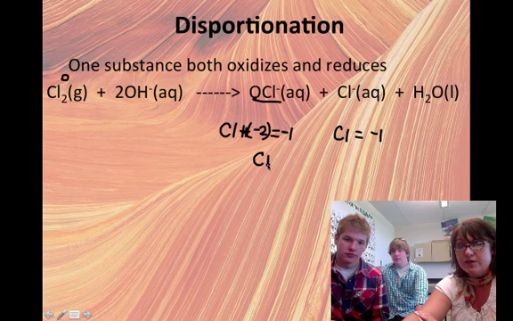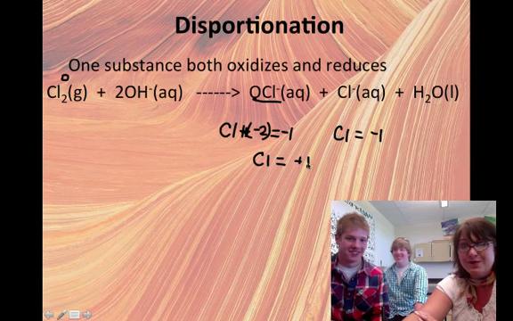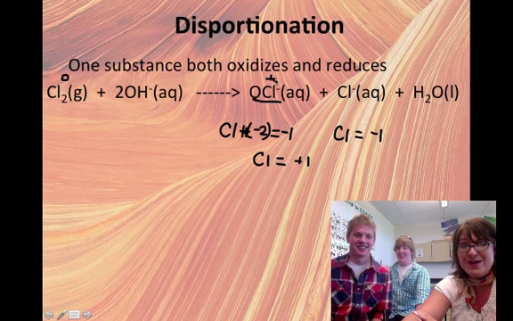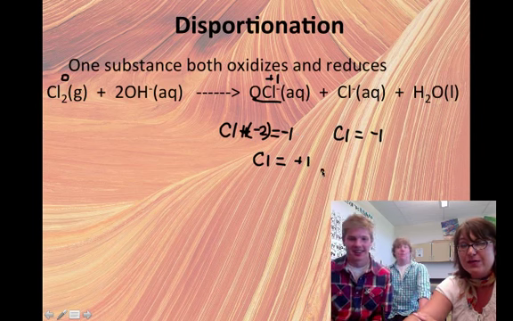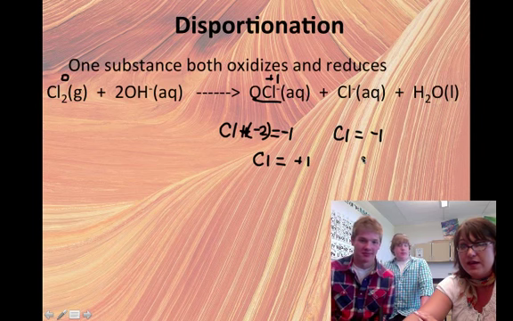So use a little algebra here. What's the charge of the chlorine here? Let's add the 2 across. Oh, yeah, plus 1. Exactly. There you go. So chlorine is positive 1 and negative 1.